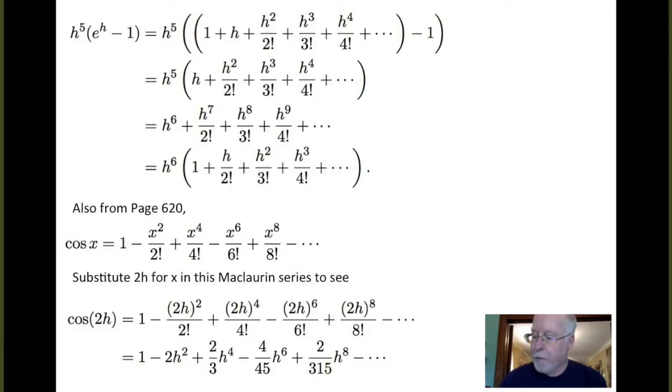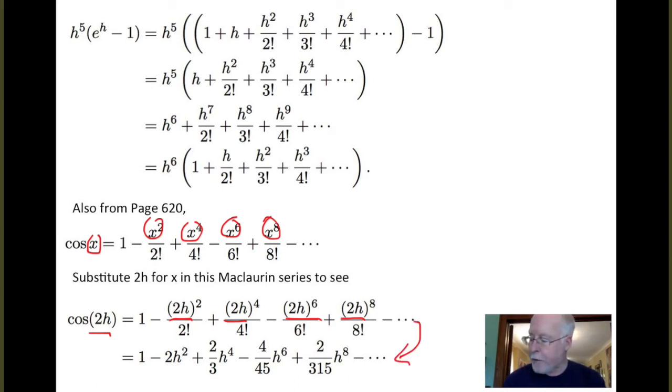I can replace the x by anything I want, as long as I do it consistently on both sides of the equation, and that'll give us another true identity or another true series expression. So down here, I've replaced the x by 2h everywhere I see it. That's all we've done. No further algebra or anything like that. And so now we have a series for cosine of 2h.